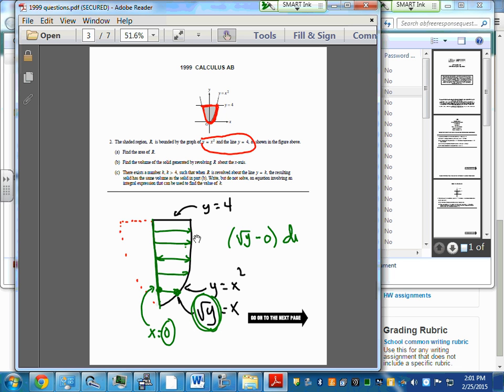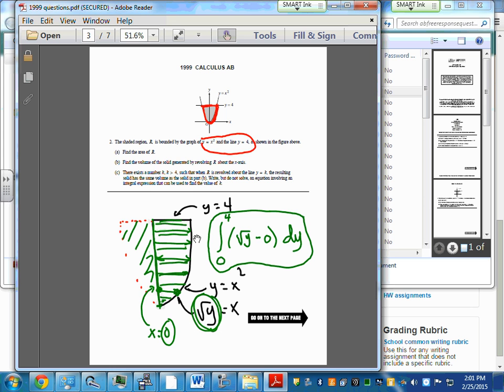The width is dy, and I'd be stacking these up. The bottommost bar is way down here at y is equal to 0, and as they go higher and higher, the topmost bar is y is equal to 4. So this integral will also give me the area. Well, it gives me half the area. Then I would have to double it to get the other half. Okay, so some problems you can do either way.